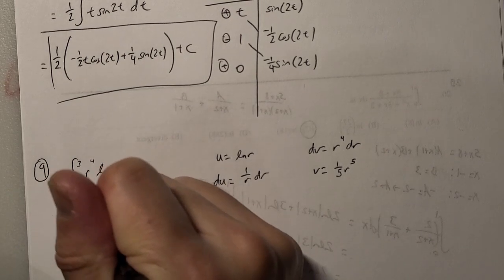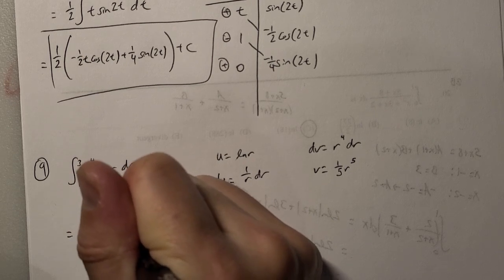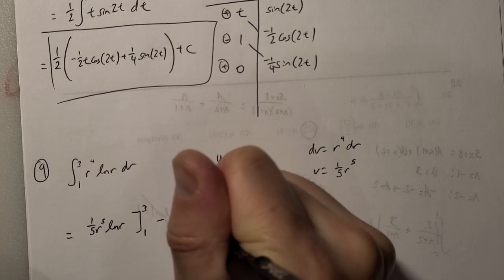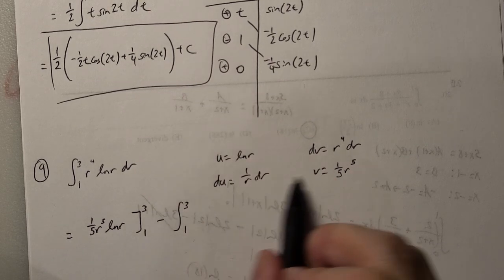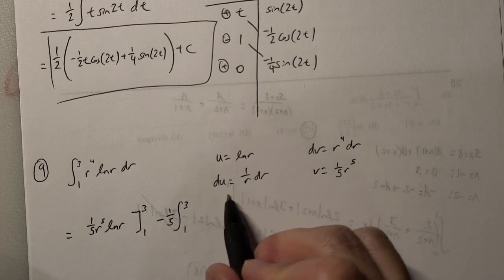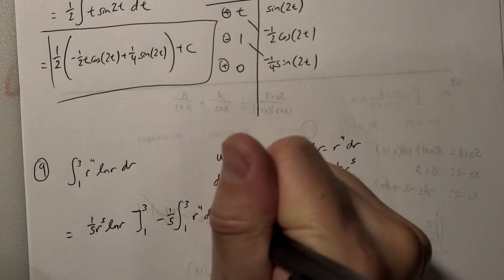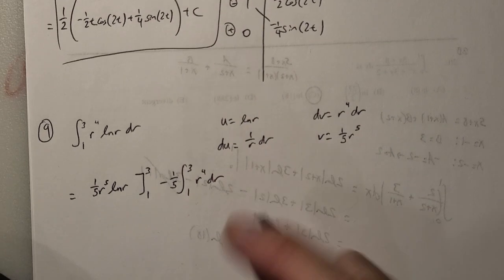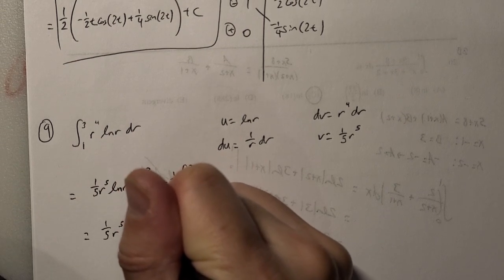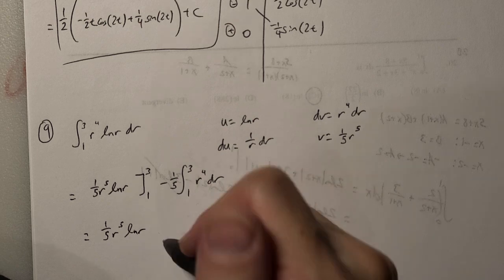Let's do that. 1/5 r to the 5th ln r, we evaluate this from 1 to 3, minus integral from 1 to 3 of v du. So we have a 5th here, and then r to the 5th divided by r is r to the 4th. This is easy to integrate. That's just the power rule. So this I'm not touching. Usually I evaluate everything at the end together.